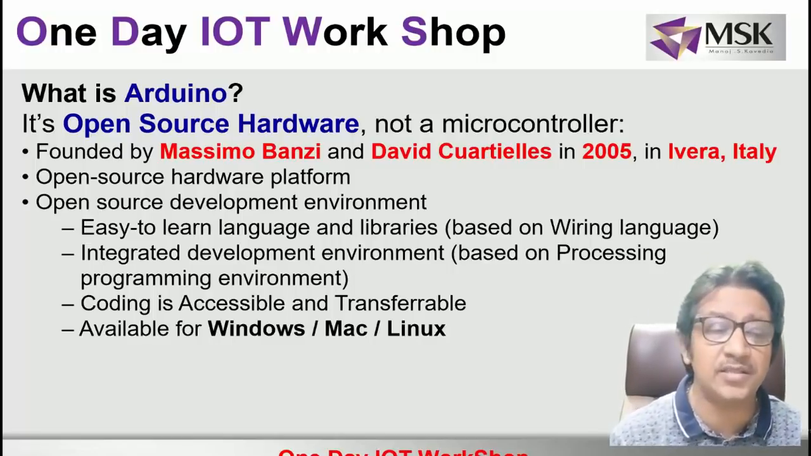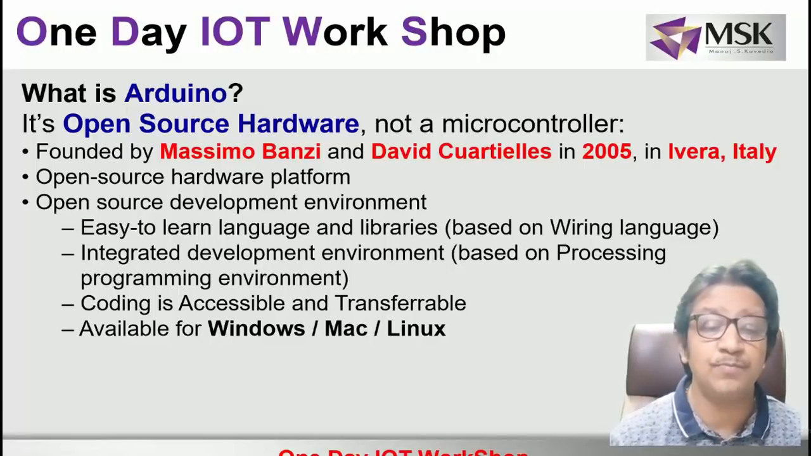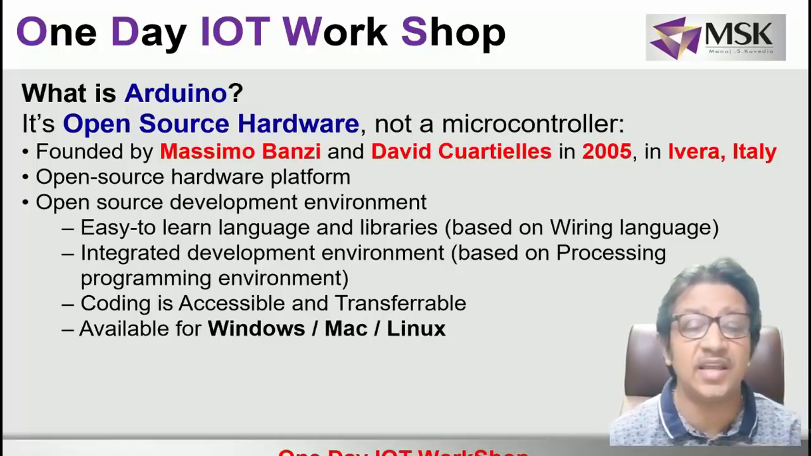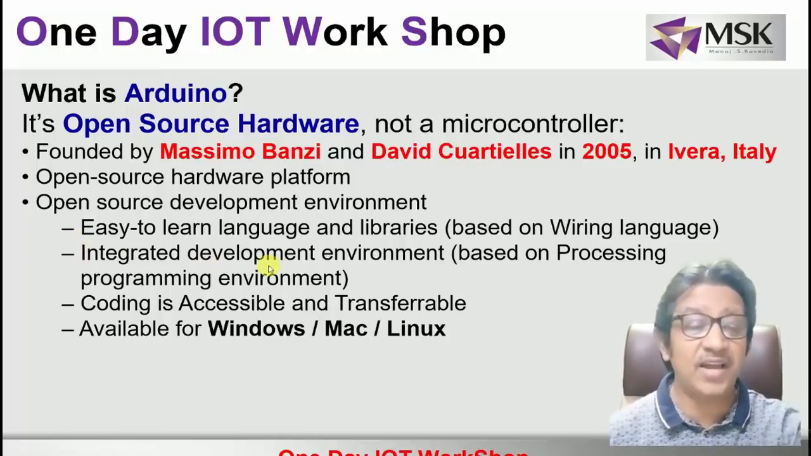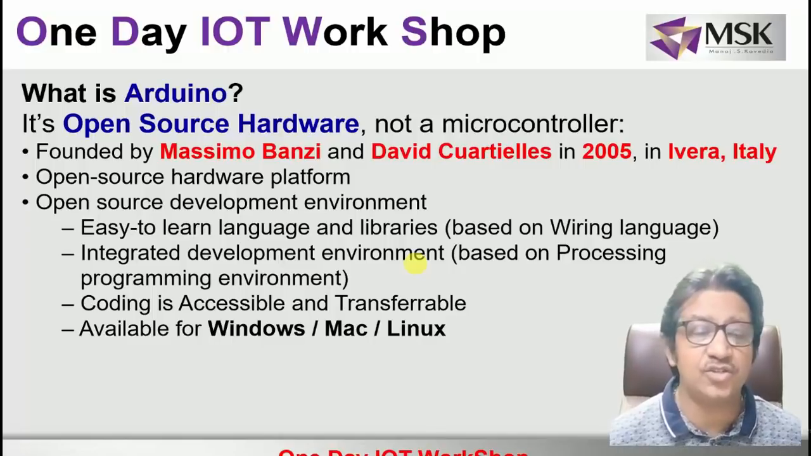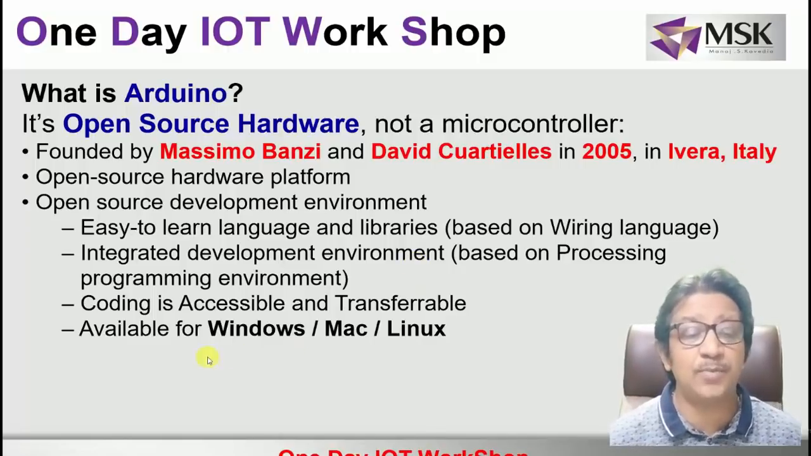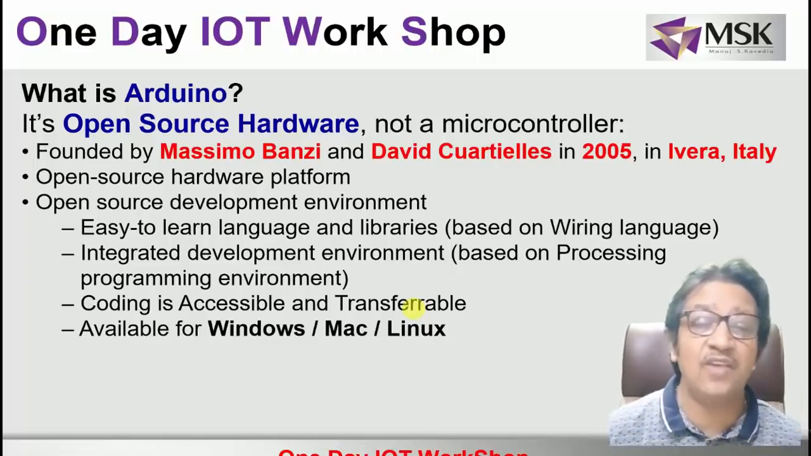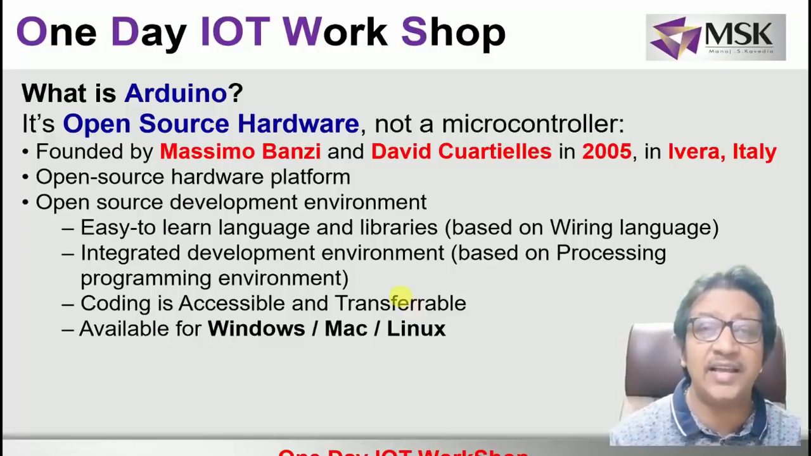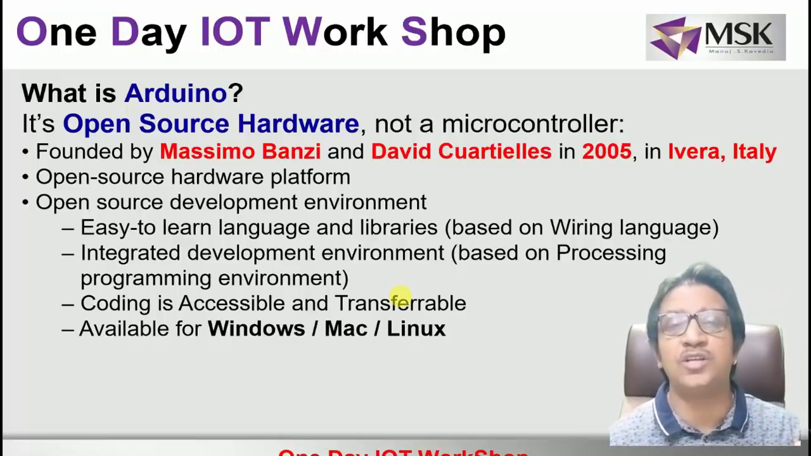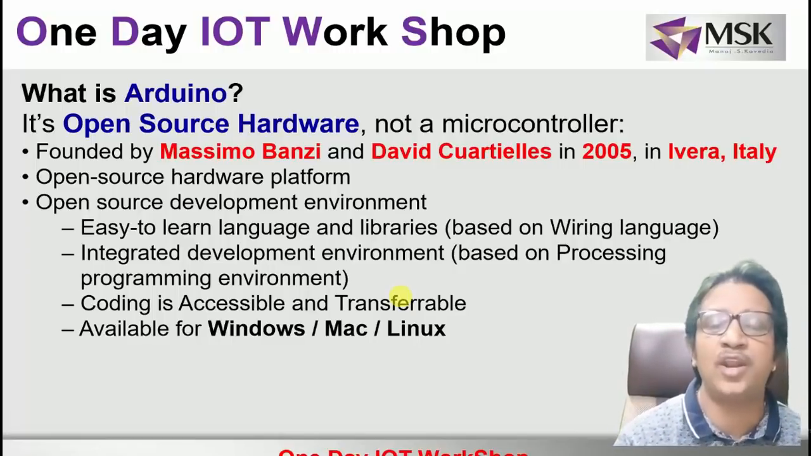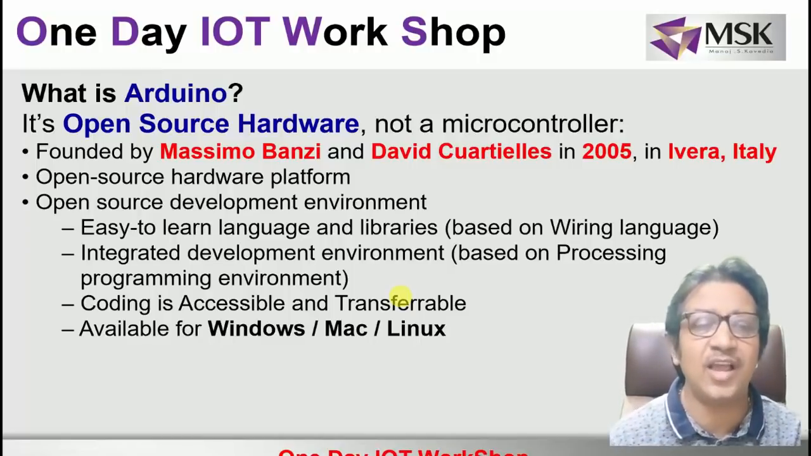There are a lot of libraries, and it is based on the Wiring language. It has its own IDE, that is integrated development environment, and we can write the program the way we write in the C language. Coding is accessible and transferable, and its IDE is available for Mac, for Linux, and for Windows. Even if you don't have the IDE installed on your machine, the designers have provided a facility so that you can go to the site and write the code in an online editor the way you write in your offline editor. So that's the fantastic thing about Arduino.